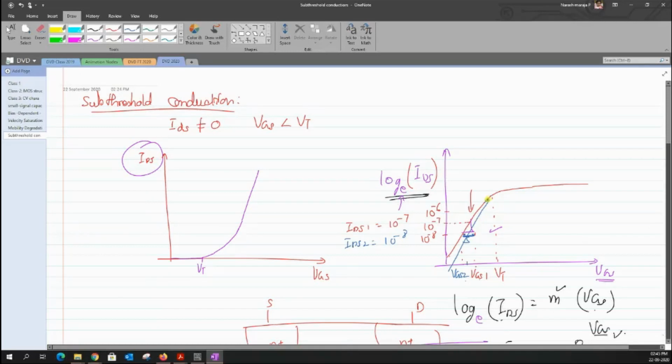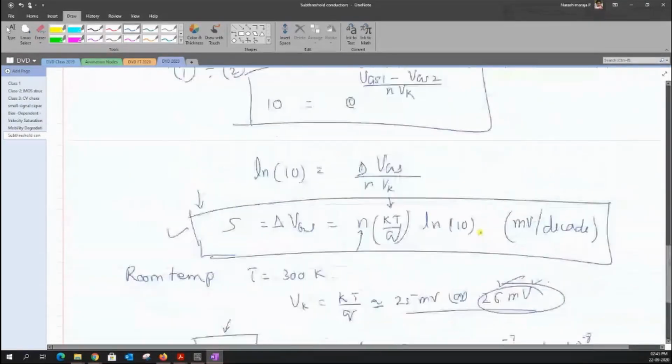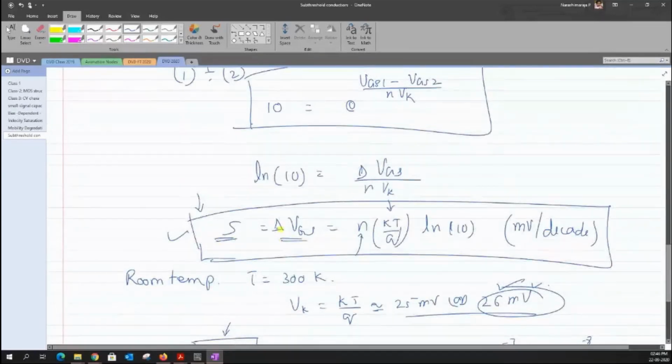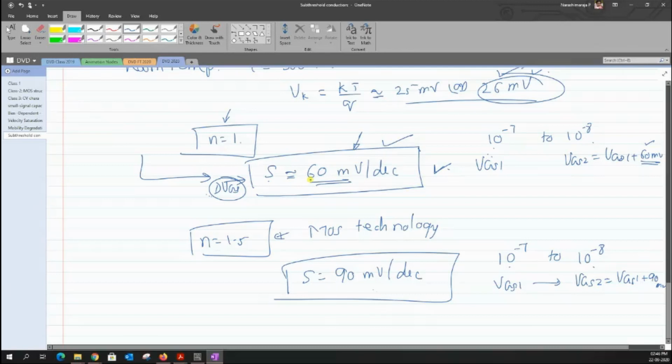Okay, so for this new graph that I've drawn, you could see that I need only a small amount of VGS to reduce from 10 to the power minus 7 to 10 to the power minus 8. So in that case, the S factor will be much smaller. I need S to be small, or basically the delta VGS to be small, in order to reduce the current by a decade. Hope that it makes sense. So we want this delta VGS to be as small as possible. In this case, having an N factor equal to 1 will give us the minimum VGS to reduce the current by a decade.